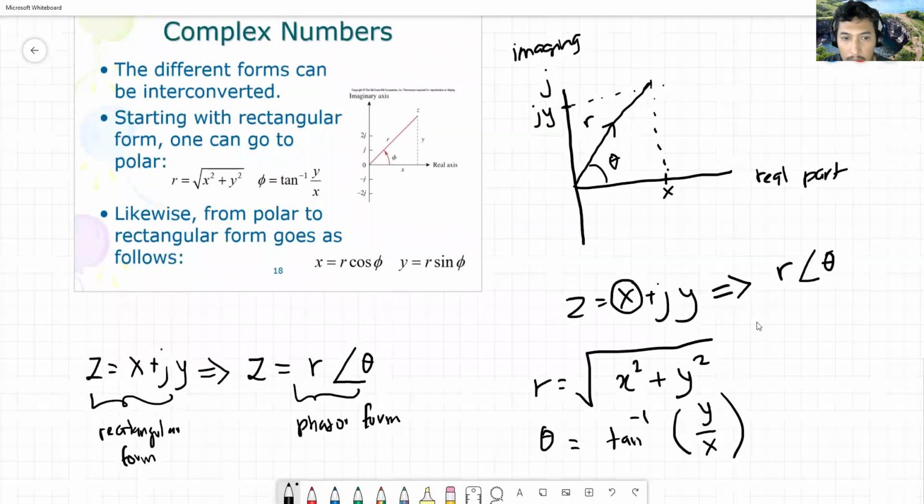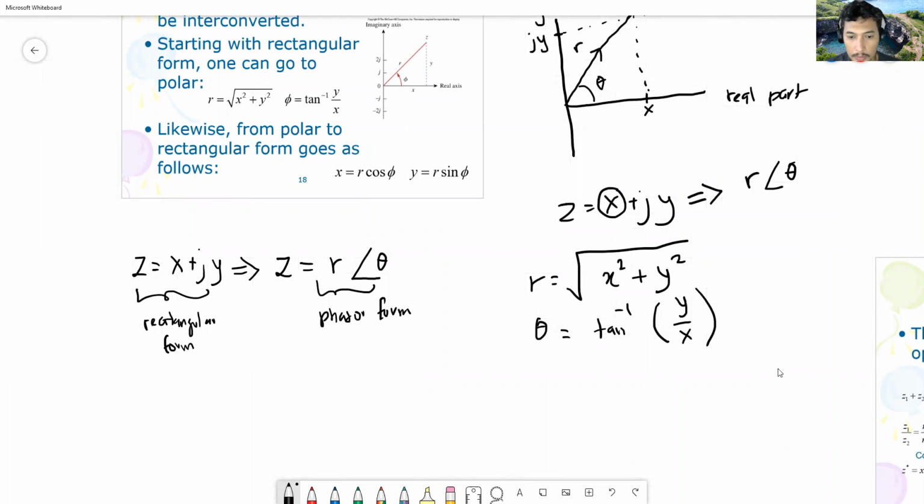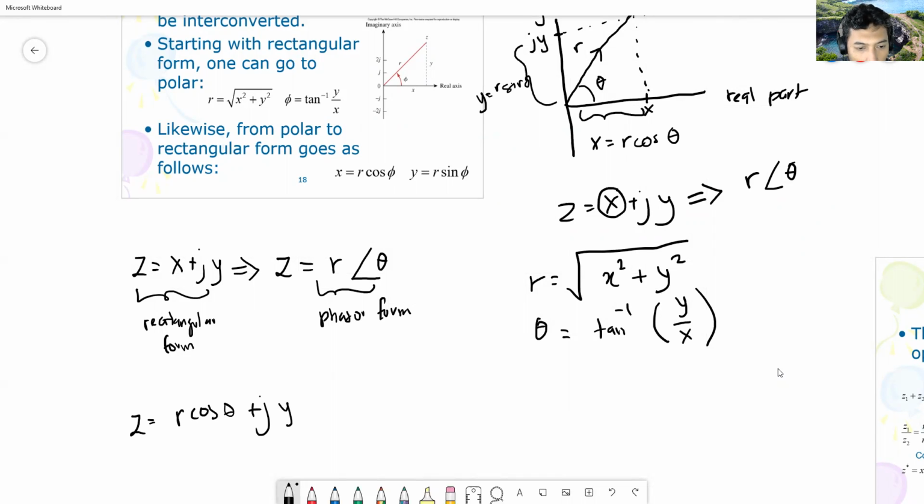This real number can also be represented in another way. This value x you can write as r cos theta, and y can also be written as r sin theta. So meaning that z is x, which is r cos theta, and y is r sin theta. As you can see here.